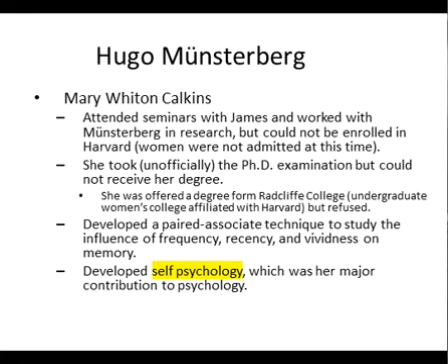Now, a student of his, Mary Whiton Calkins, attended seminars with James and worked with Münsterberg in his research. She took unofficially the PhD examination but couldn't receive her degree. We've talked about this a couple of times too. In the early days of psychology, psychology is not an isolated discipline. It was part of society, and at that time society really did not treat women equally. I'm not saying it does now, but definitely it was not the case then. So someone could do all the work and even take the examination that should have earned her right to have a PhD conferred upon her, but that's not what was going on at that time. So she could not receive her degree. She developed several things that did not slow her down. She developed a paired associate technique to study the influence of frequency, recency, and vividness of memory.